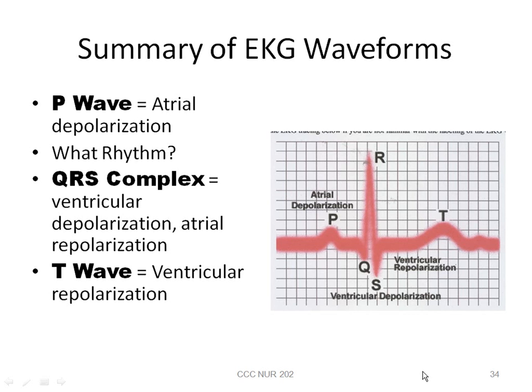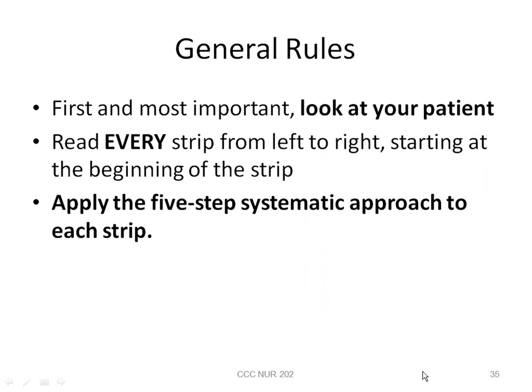So the summary, you can read all of this, but basically as we're looking at this, the P wave, the QRS, and the T wave are really what we're going to look at as we begin to look at those, okay? General rules, okay?